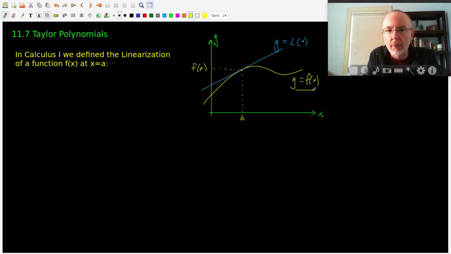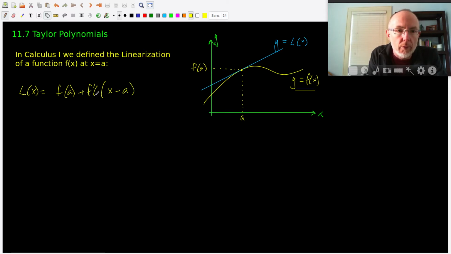So I've got a function I've drawn here, and I've sketched out the idea of the linearization we saw in Calc 1. The linearization of a function is just the straight line approximation to that function at a point. So the value of that function at the point is f of a, and then it's going to have a straight line approximation with slope given by the slope of the curve here.